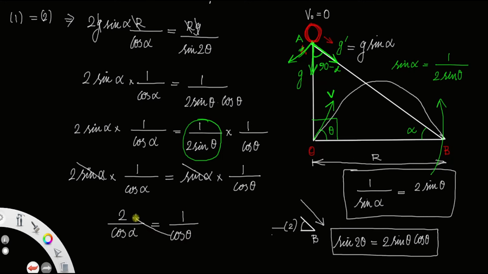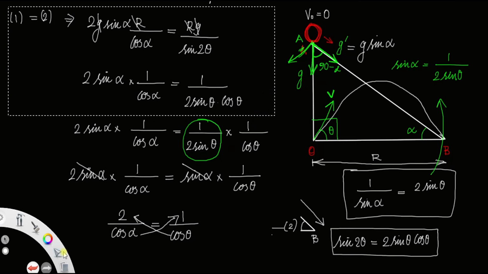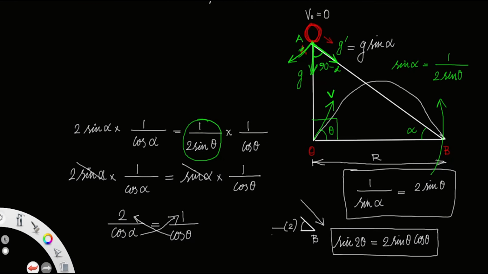You can take this cos theta to the left and this cos alpha to the right. So the final expression will be 2 cos theta equal to cos alpha. Clear? So that's our first expression. Clear?